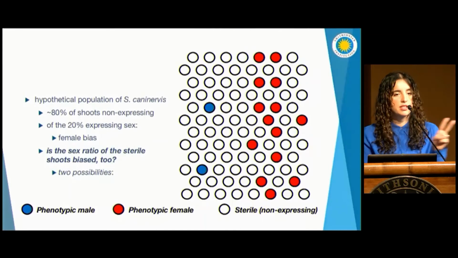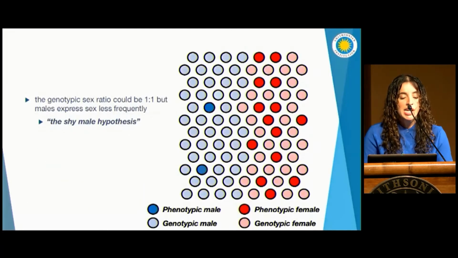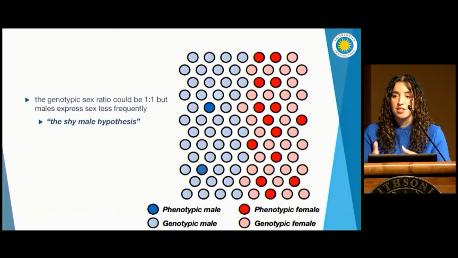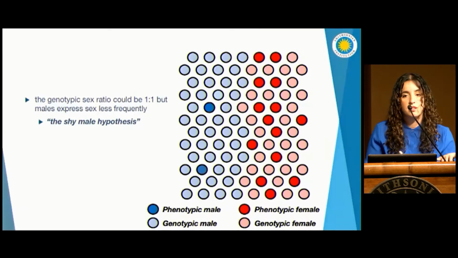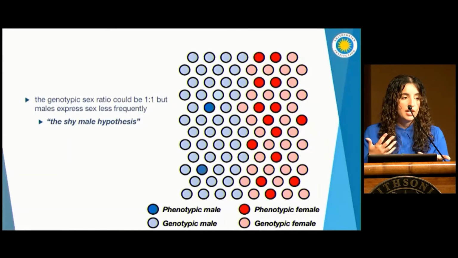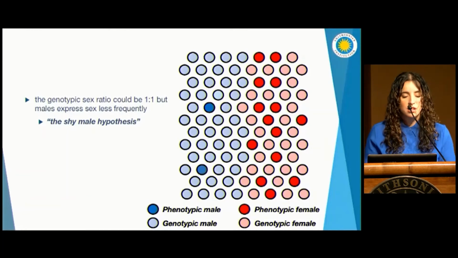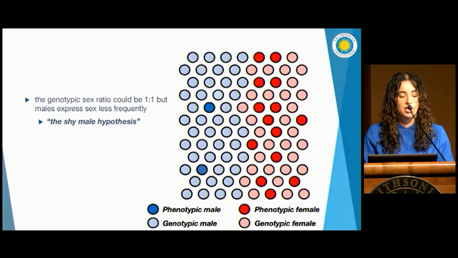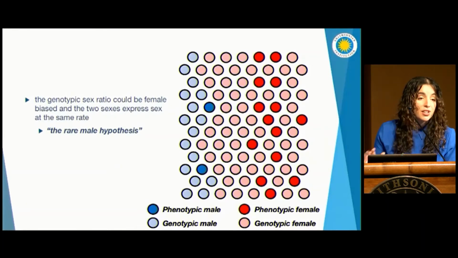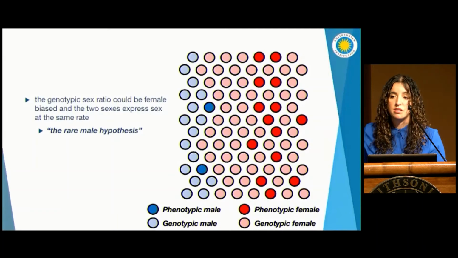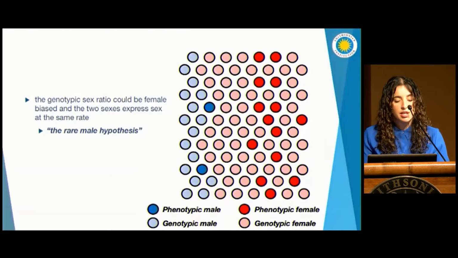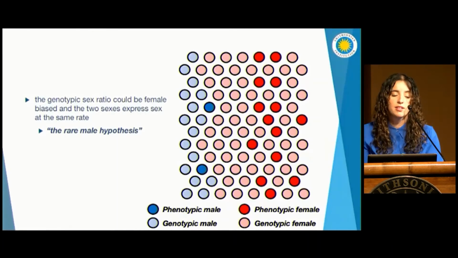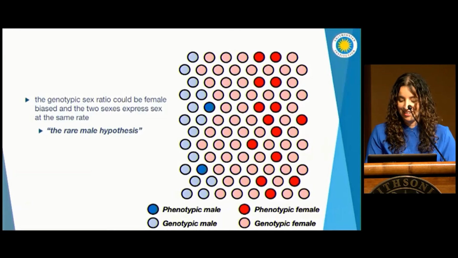So there's 2 ends of the spectrum and possibilities. It could be that the population is completely balanced. There's the same number of males and females, but males express sex less frequently, and therefore we see an expressed bias. This is known as the shy male hypothesis. Males just don't make their sex organs as much. But it could also be that there's a bias through the whole population, and the non-expressing plants are also biased, and their males are actually rare. So I call this the rare male hypothesis.